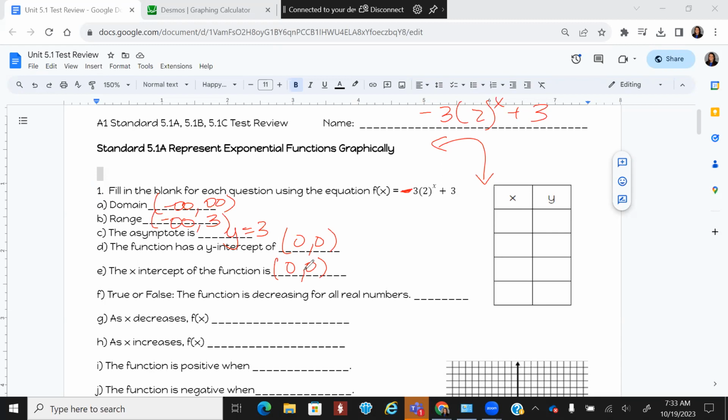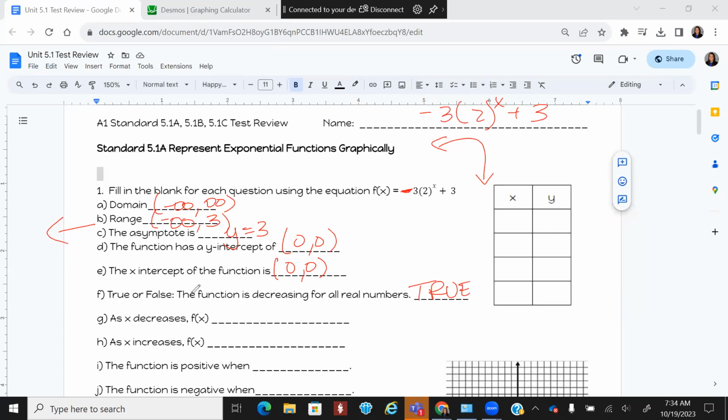All right, so true or false? The function is decreasing for all real numbers. True. That's true. Are there any questions on A through F? Okay. Now, on G, it says as x decreases, what is y doing? Where is it getting closer and closer to?